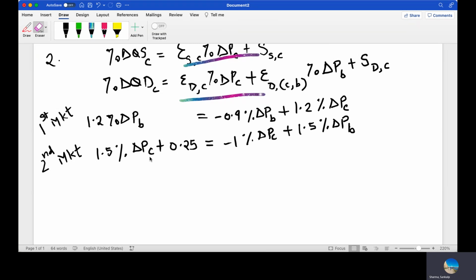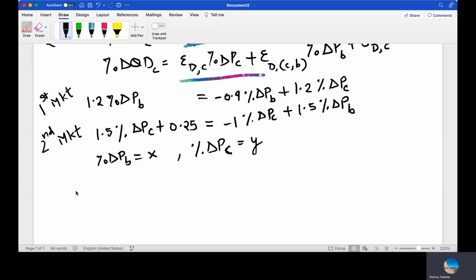Now for convenience, what I do is that because these are just nothing but X's and Y's, I'm going to replace, so let me just use my pen here. So I'm going to replace the percentage change in price of B as X. And then I'm going to call the percentage change in price of cane, oh, that's a weird C, as Y. Okay, so what does that now look like?